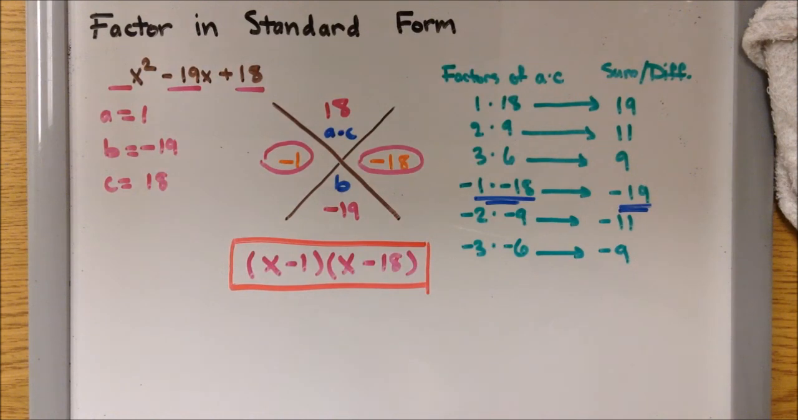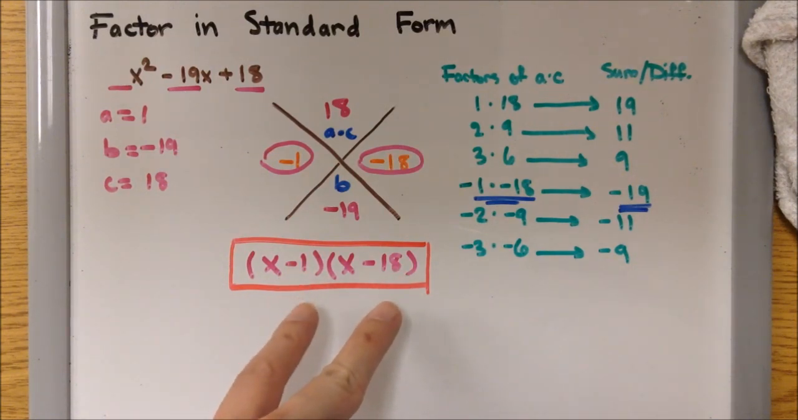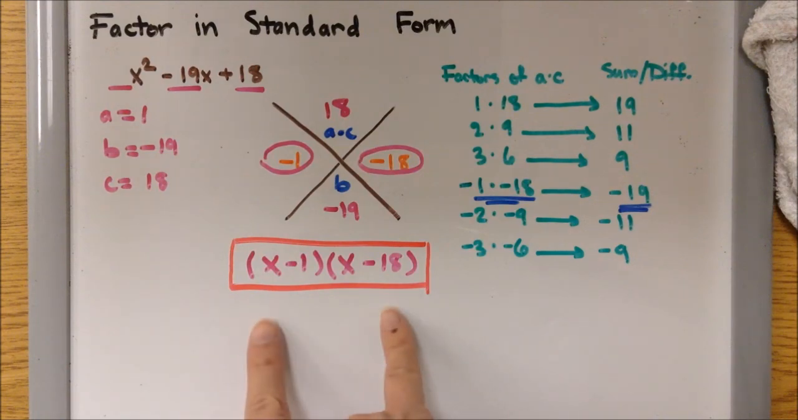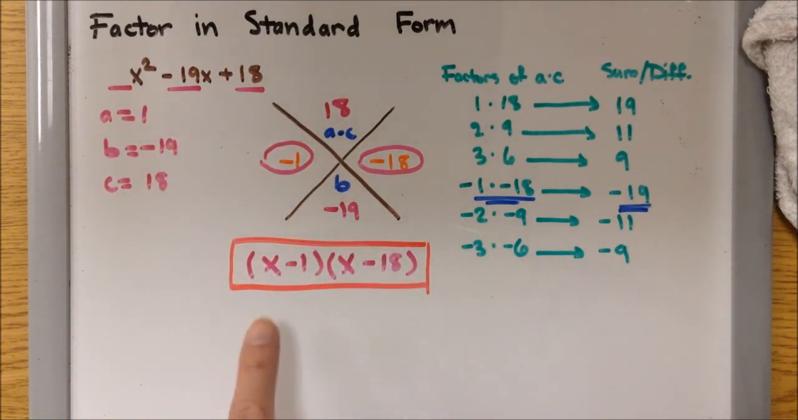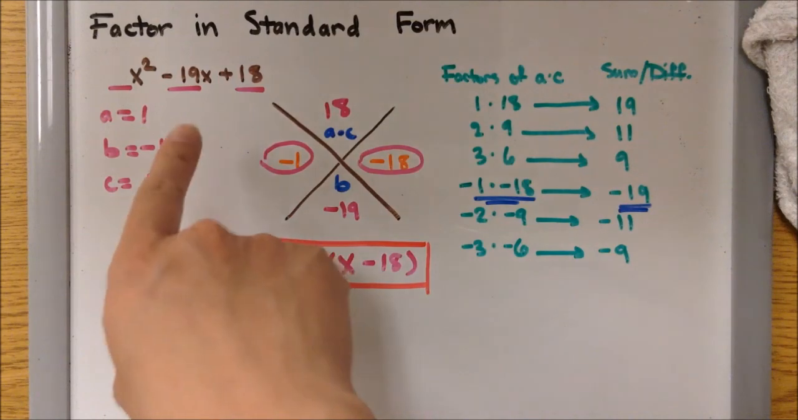And if you want to double check, FOIL or use the box method and make sure your answer matches with the example. If it does not, that means double check your work. If you FOIL and use the box method correctly, then double check on the factors that you use. But here, for the example x squared minus 19x plus 18, the final answer is x minus 1 times x minus 18. These are the factors for the example.